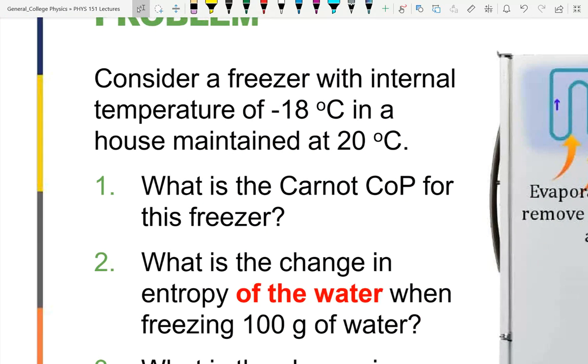Now, doing a real problem. Consider a freezer with an internal temperature of -18 degrees Celsius and a house maintained at 20 degrees Celsius. What is the Carnot coefficient of performance for the freezer?